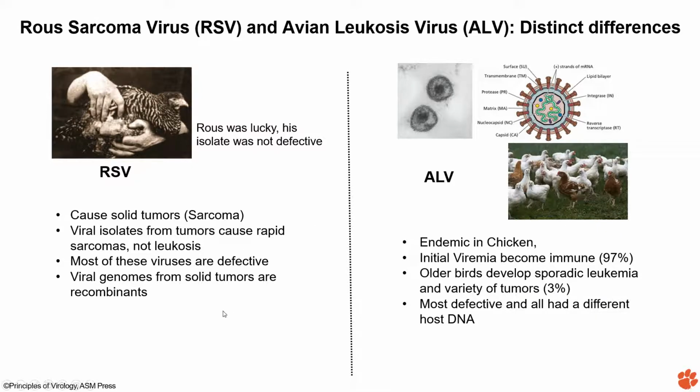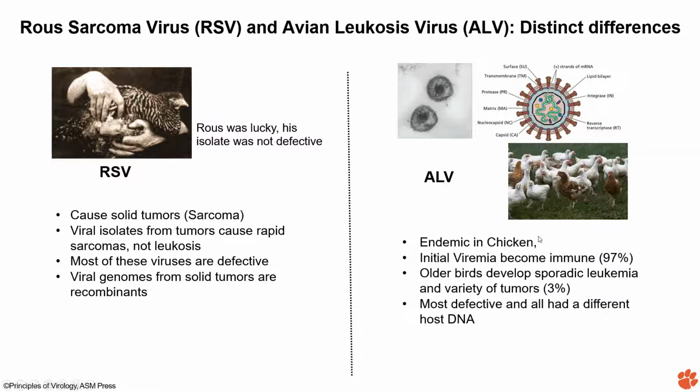And one thing here could be a little bit confusing: most of these viruses are defective. And we're going to explain what we mean by that. And the viral genomes from the solid tumors are recombinants. What these two things mean, we'll come back to in a second. Let's take a look at another virus, the avian leukemia virus, a retrovirus as well.